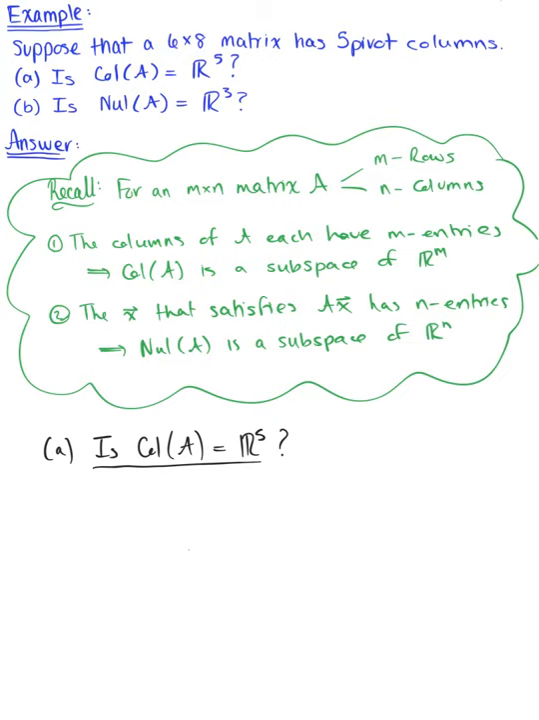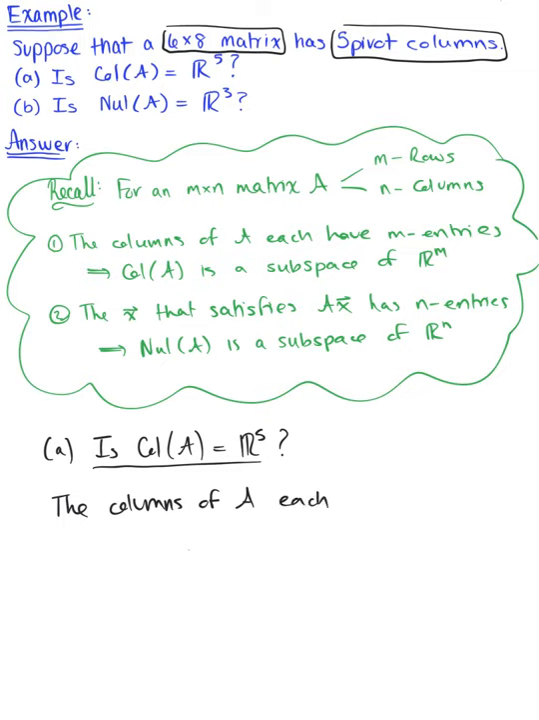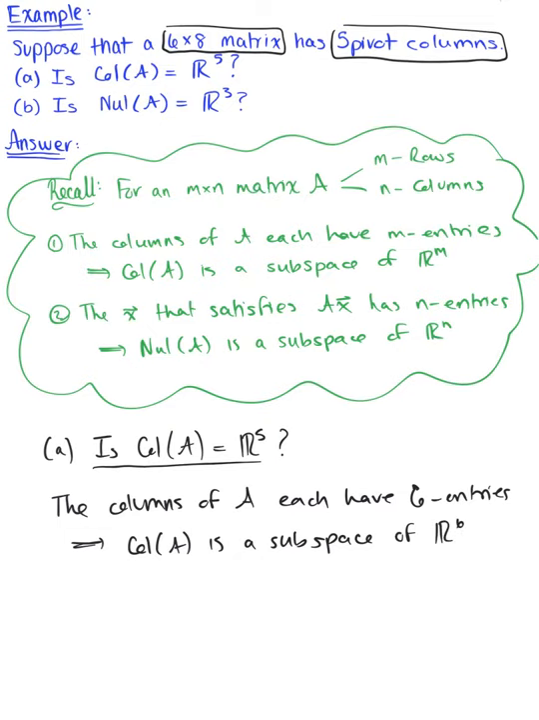Well, we know for this given matrix that we have a 6 by 8 matrix with 5 pivot columns. So we know that the columns of this matrix A each have 6 entries, meaning that the column space of matrix A is a subspace of Rm, or R to the 6, excuse me. So the short answer is no. The column space is a subspace of R6.